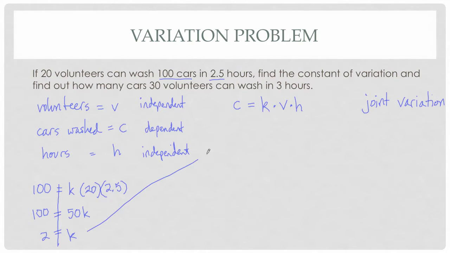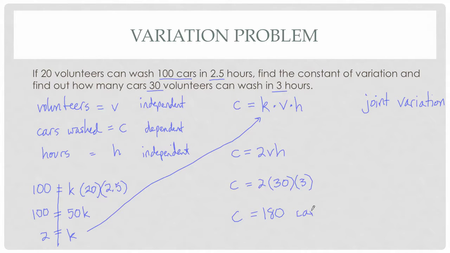We now know the constant in this relationship. The cars I wash are going to equal 2 times the number of volunteers times the number of hours. Now we can look at the next example. If I have 30 volunteers in 3 hours, let's figure out how many cars I can wash. Cars equals 2 times 30 volunteers in 3 hours. 3 times 30 is 90. 90 times 2, that's going to be 180. So I can wash 180 cars.